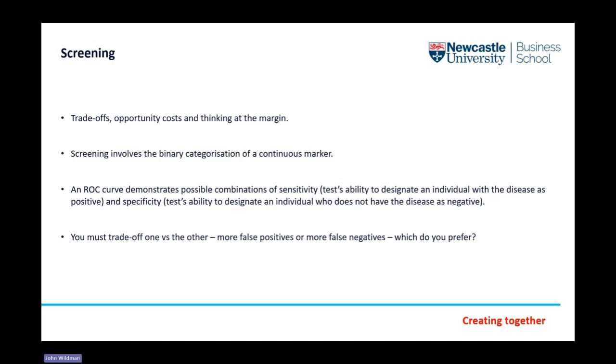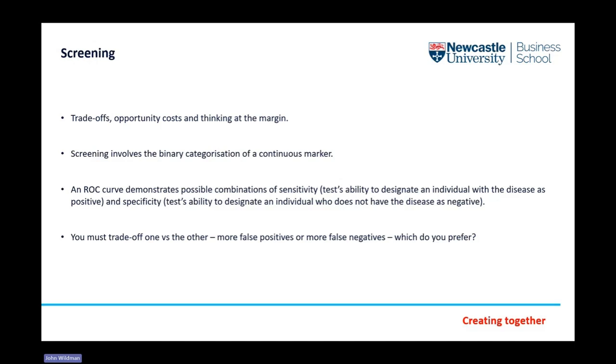Now, you can have a receiver operator curve. So receiver operator curves plot possible combinations of sensitivity, that's a screening test's ability to designate an individual with the disease as positive, and specificity, that's the test's ability to designate an individual who does not have the disease as negative. You may have come across this: sensitivity and specificity. What's our ability to spot a true positive? What's our ability to spot a true negative?